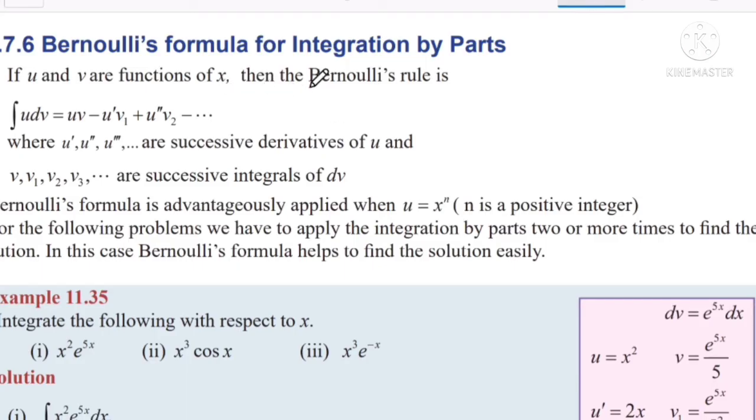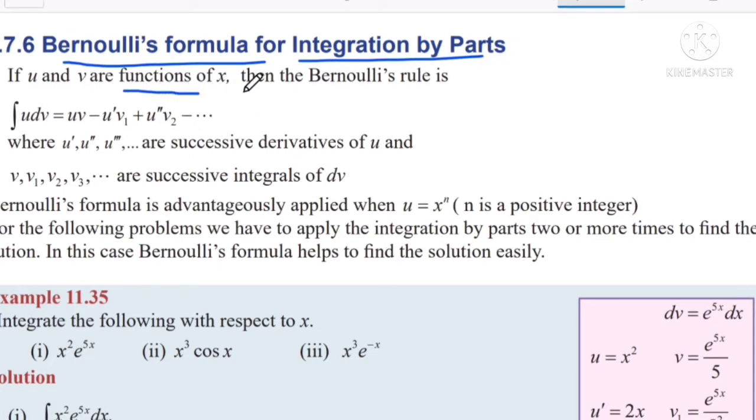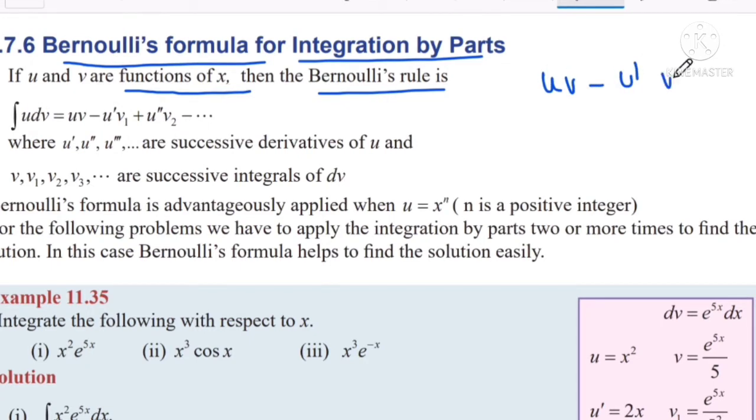Bernoulli's formula for integration by parts is a very important formula. So if u and v are functions of x, then Bernoulli's rule is: the integral of u dv is uv, with alternating signs, first plus then minus then plus, like that: uv minus u dash v1.